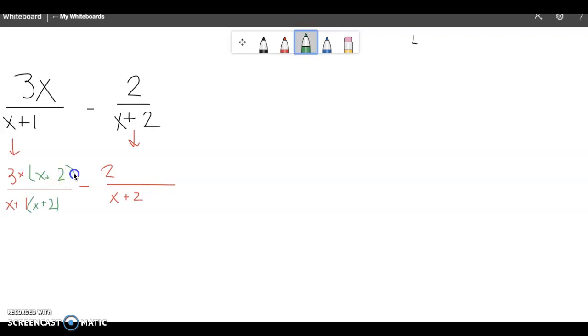And then I look in the second one and do the same thing. This one already has the x plus 2. What is it missing? An x plus 1. So I multiply them both by x plus 1 in the numerator and denominator. The work gets a little crazy.